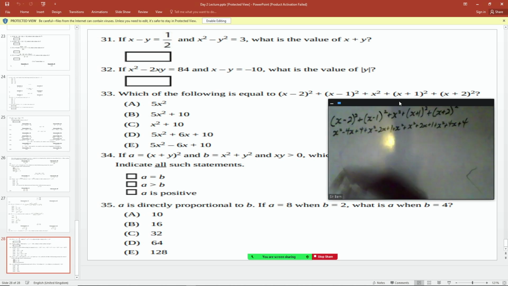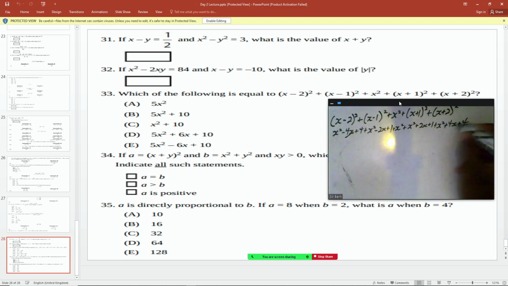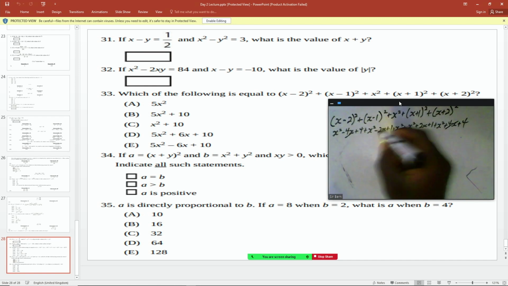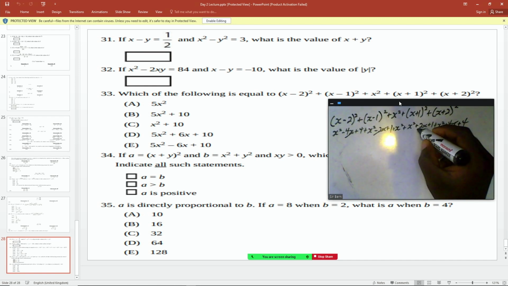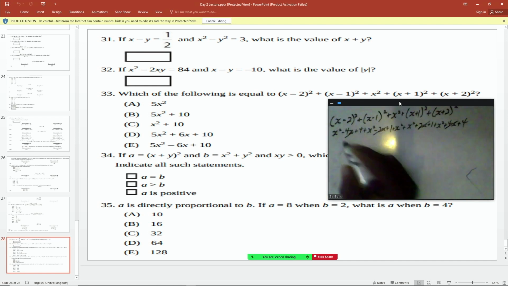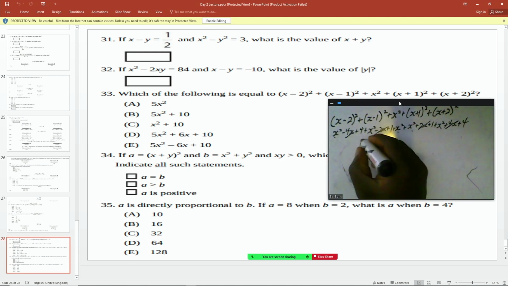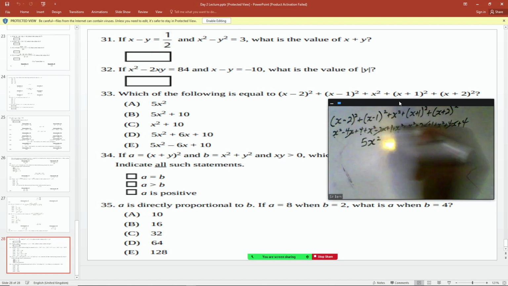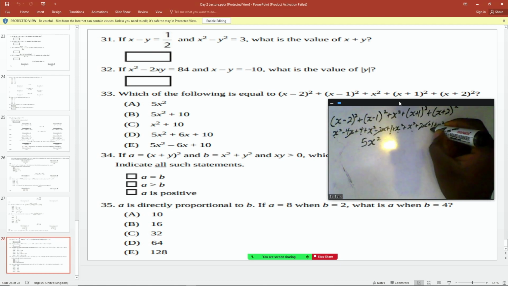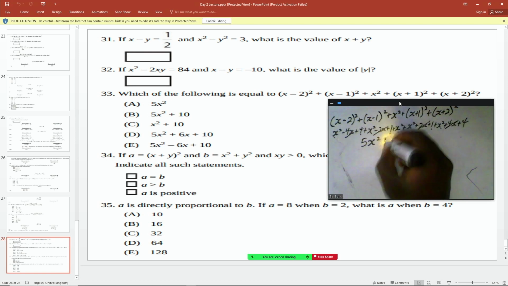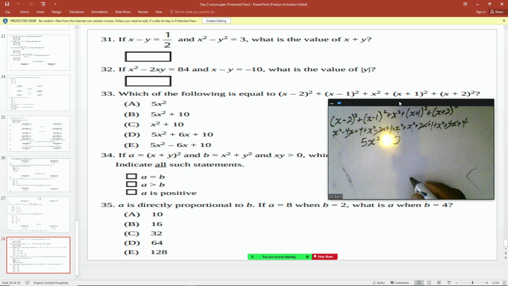So we see that the minus 4x can cancel the positive 4x. Then minus 2x can cancel positive 2x. So in that case, right now we are left with 1, 2, 3, 4, 5 x squared. So we have 5x squared. Then we have 4 plus 1 plus another 1, making 6, plus 4, giving us 10. So our final answer is 5x squared plus 10. So our answer is B.